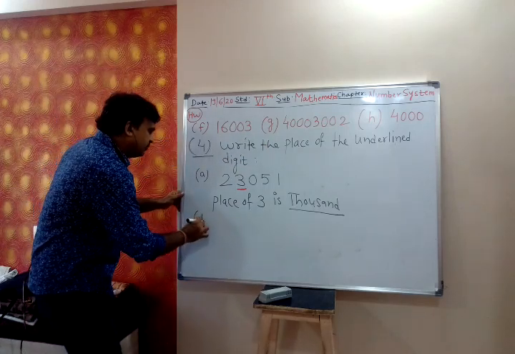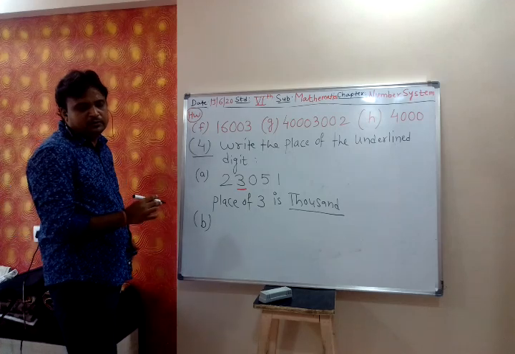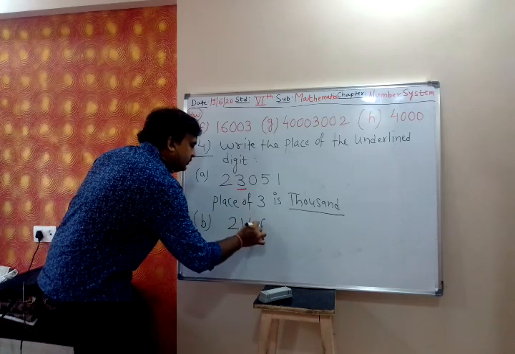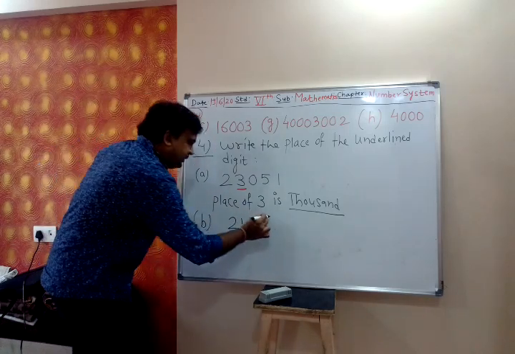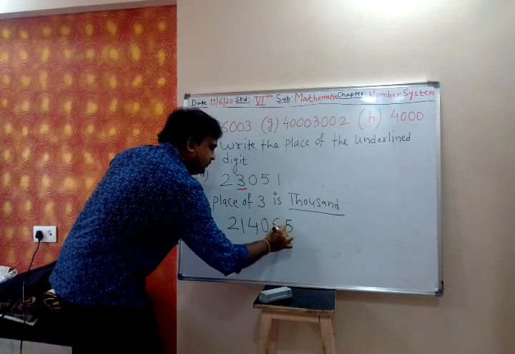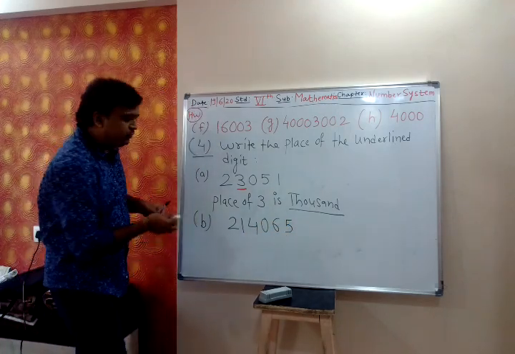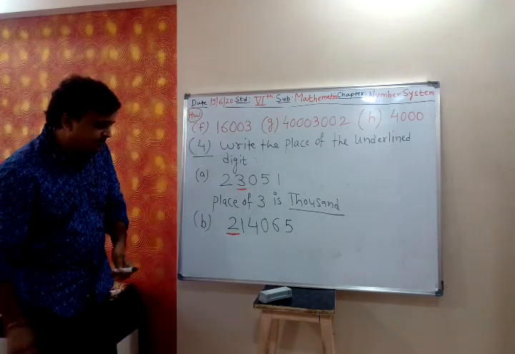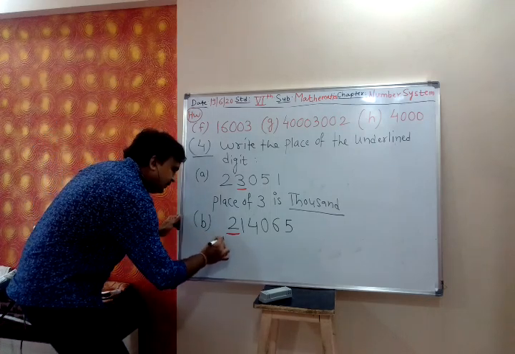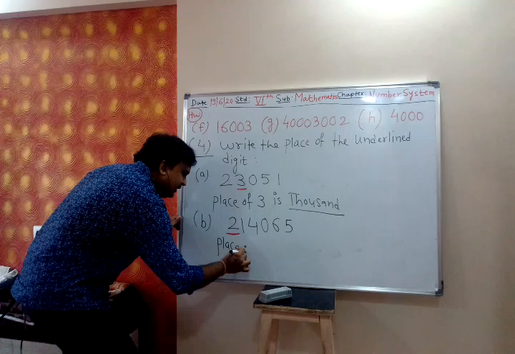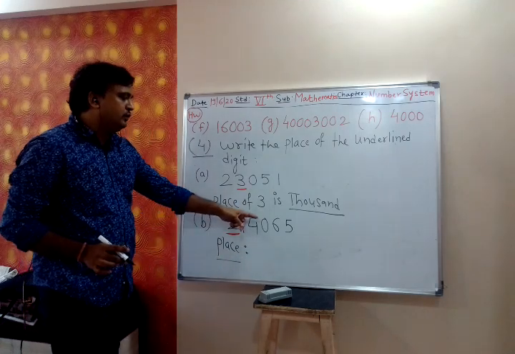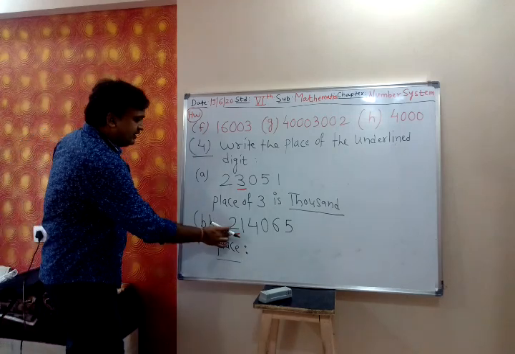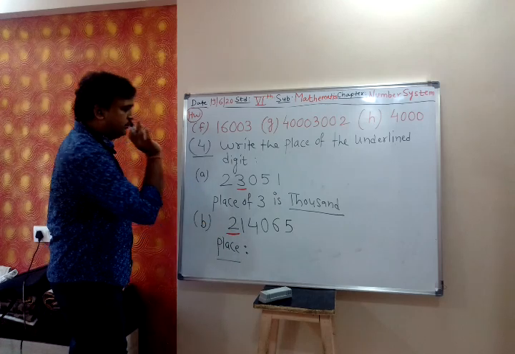Then B, mute the microphone. 214065, and the underlined digit is 2. Write the place of the second one, 214065. What is the place of digit 2?